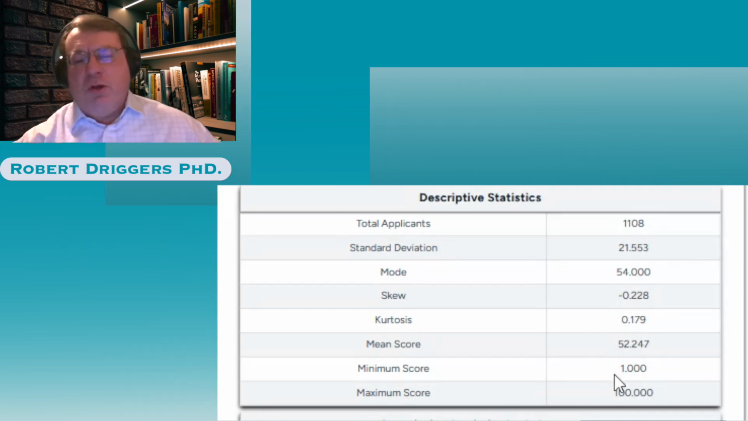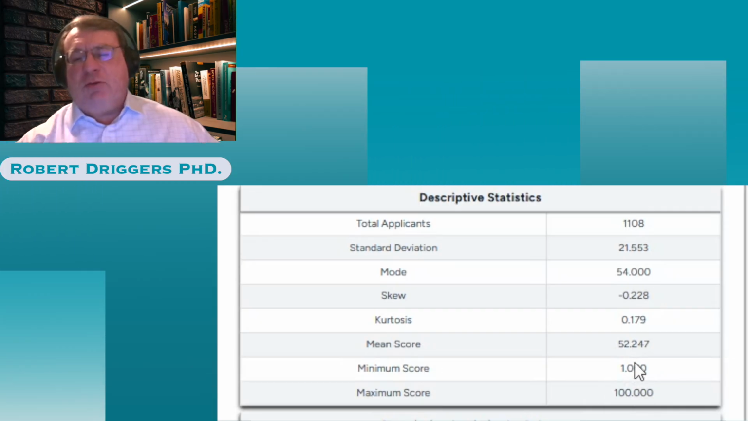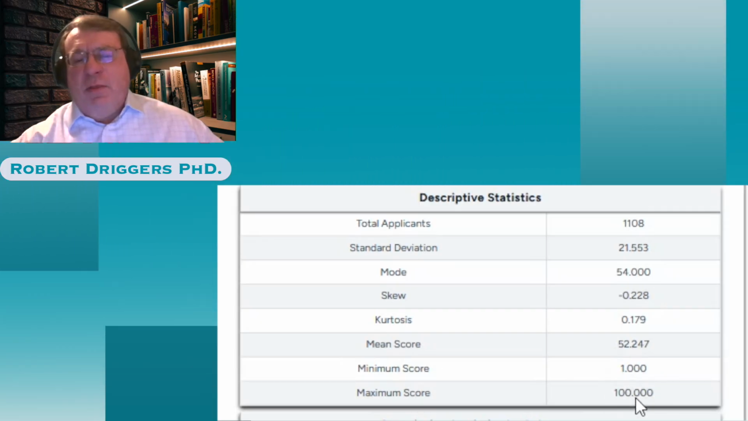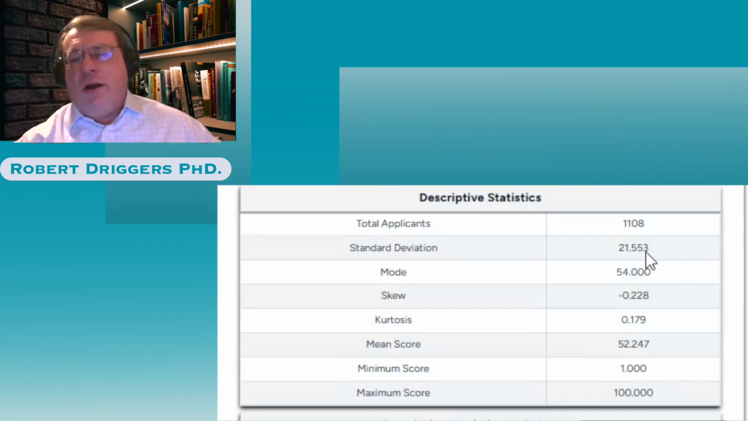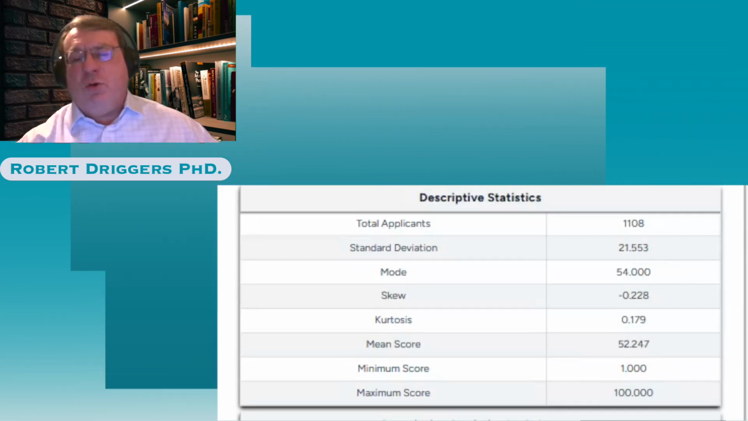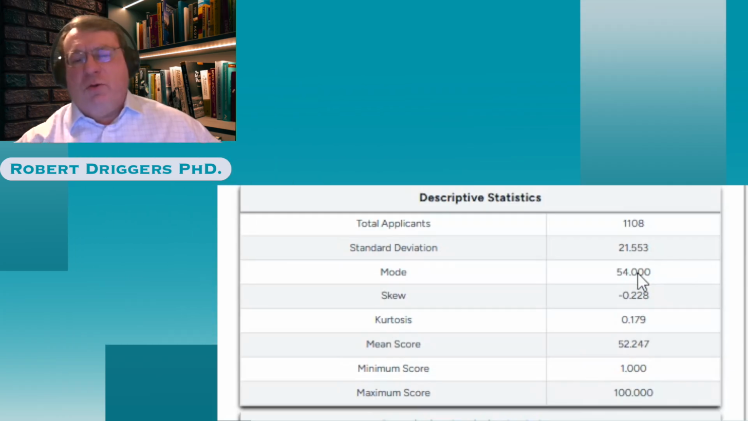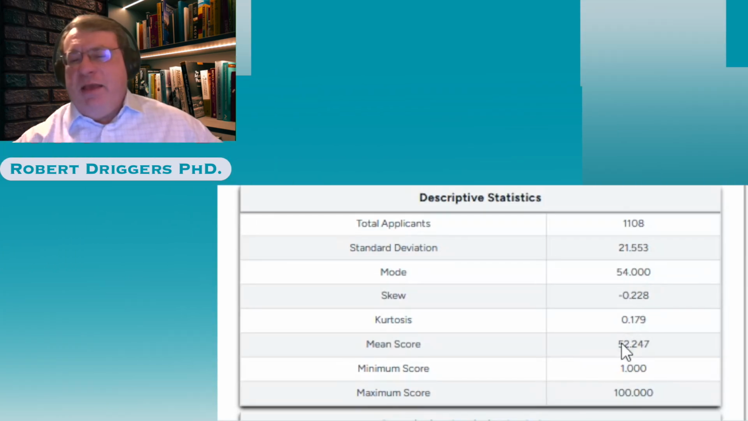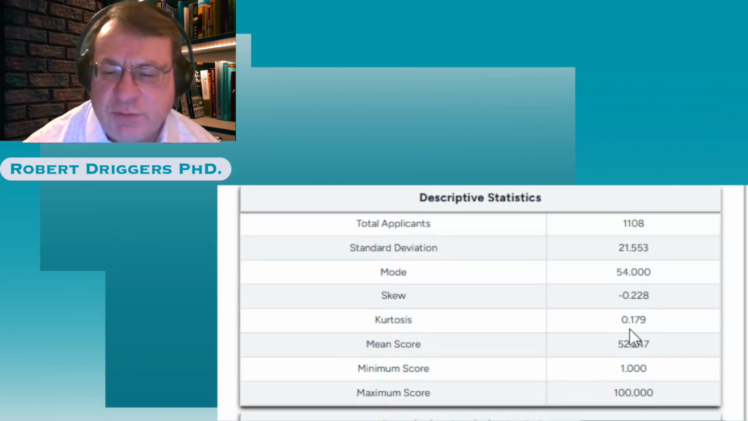For example, you've got a minimum score of 1 and a maximum score of 100. That tells us the range of data. The standard deviation is just how far each score on average differs from the average score. And the mode tells us the most often occurring score. And the mean is the average. We'll skip skewness and kurtosis for the purposes of this discussion.